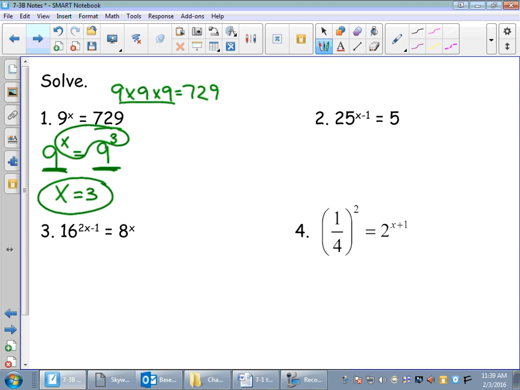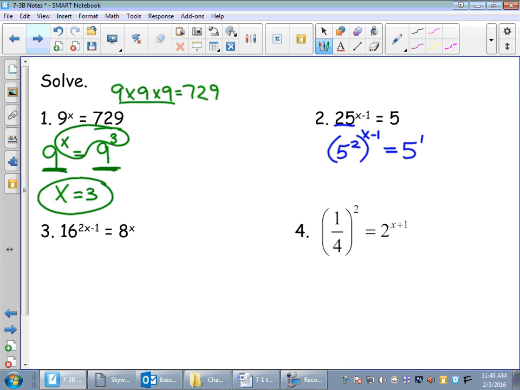25 is 5 squared. And so I'm going to rewrite 25 as 5 squared. But since 25 was being raised to the x minus 1 power, now 5 squared is being raised to the x minus 1 power. On the other side of the equation, 5 raised to the first. If there's no exponent there, remember that that's a 1. You can put a placeholder 1 there. So I'm almost there. I have the 5s, but I need to clean up this exponent.